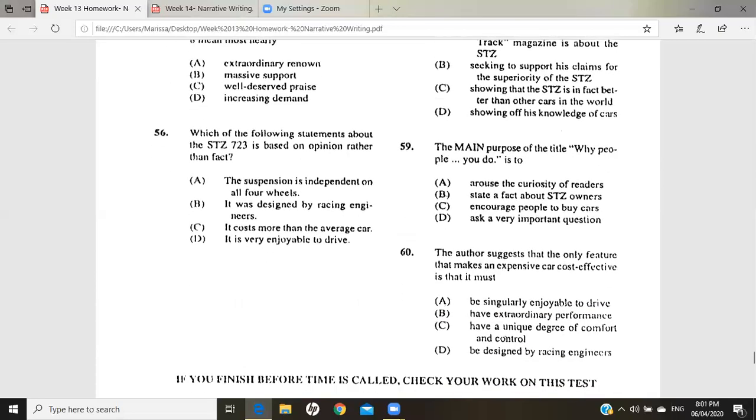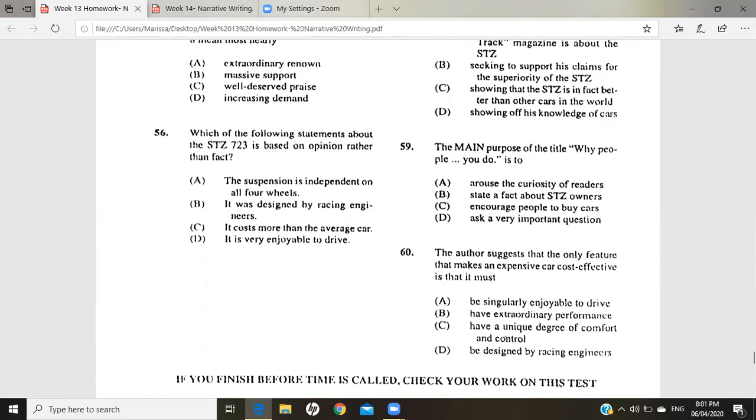59 says the main purpose of the title, Why People You Do, is what? B? It's to A, arouse the curiosity of readers, because remember it was a question. Okay. And the last one, 60, the author suggests that the only feature that makes an expensive car cost effective is that it must... C? Not C. B. Not B.